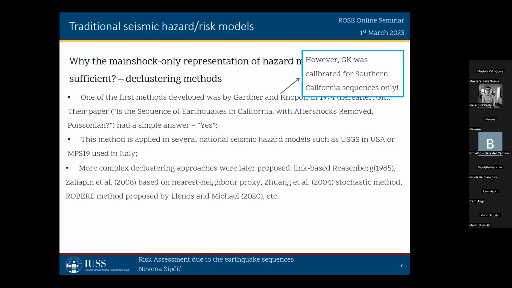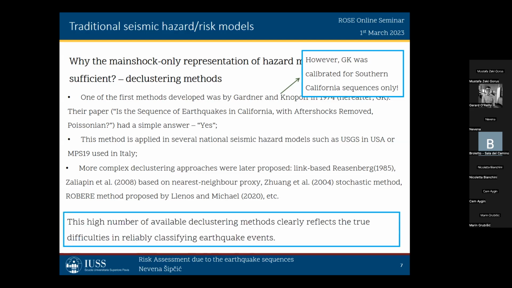After this, several other declustering approaches were developed, like the link-based Reasenberg, then Zaliapin, and also somewhat more complicated models that are based on stochastic declustering, such as one from Zhuang or Marsan from Lenus. And you can clearly see that the fact that we have this many declustering methods implies that there is no right way to decluster the catalogs.